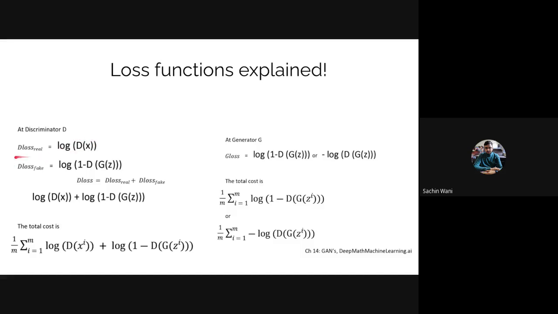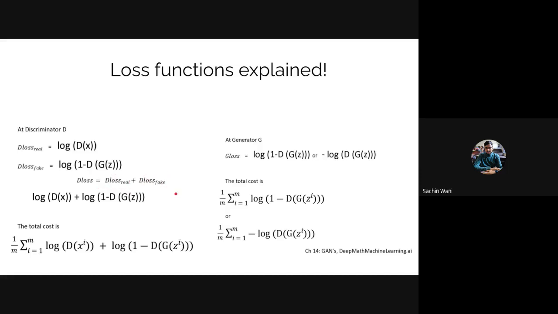For the fake values, which is basically the discriminator of the fake images, as we know that G of z is the fake generated image, we want this value to be as close to 0 as possible, so that 1 minus 0 is basically log of 1, which makes this whole thing as close to 0 as possible. And these both values are added up so that the discriminator loss is the loss of the real images plus the loss of the fake images.